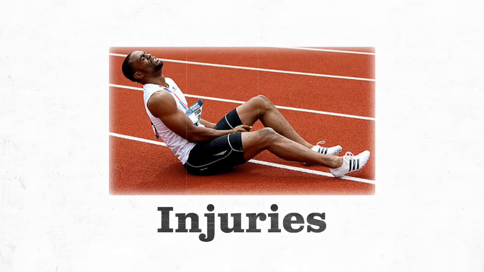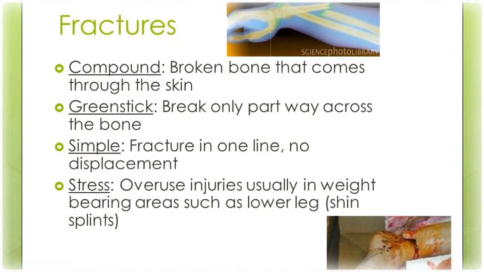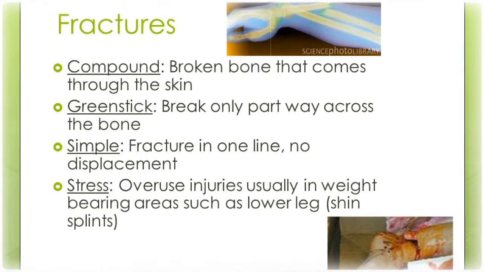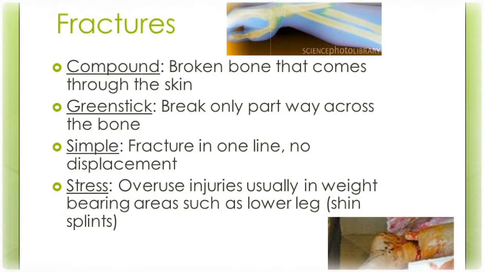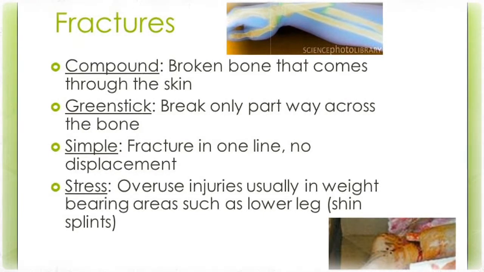This podcast is about injuries. Let's start with fractures. There are 4 types: compound, green stick, simple and stress. Compound or open fractures are where the broken bone causes the skin to break.